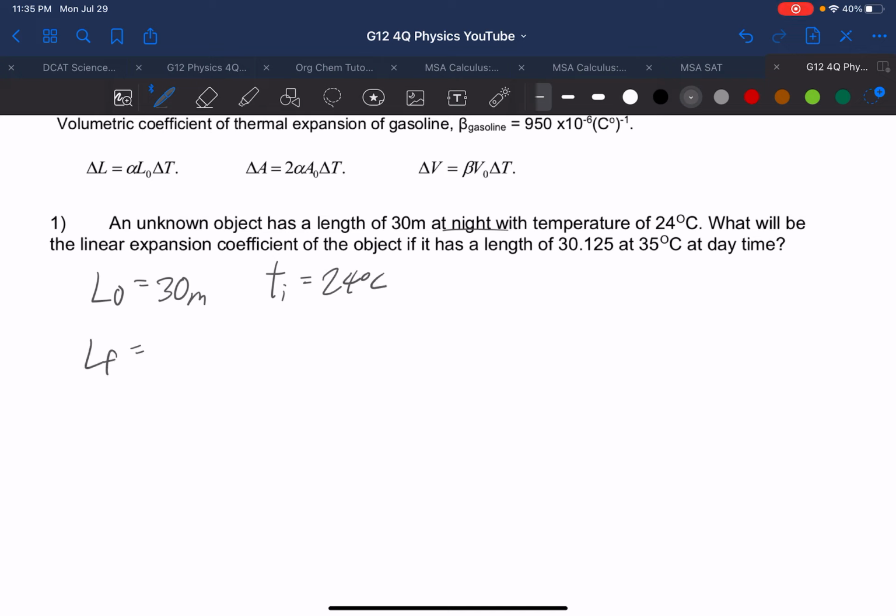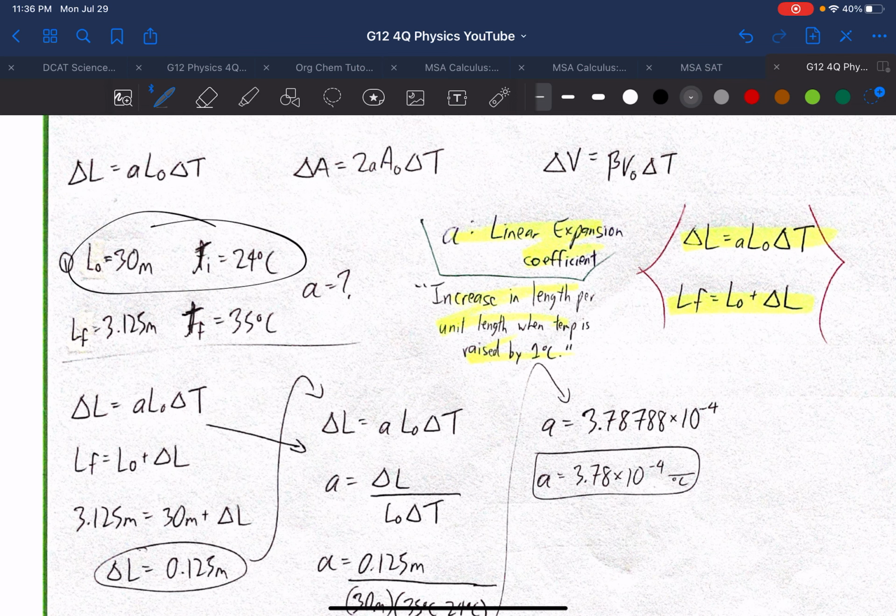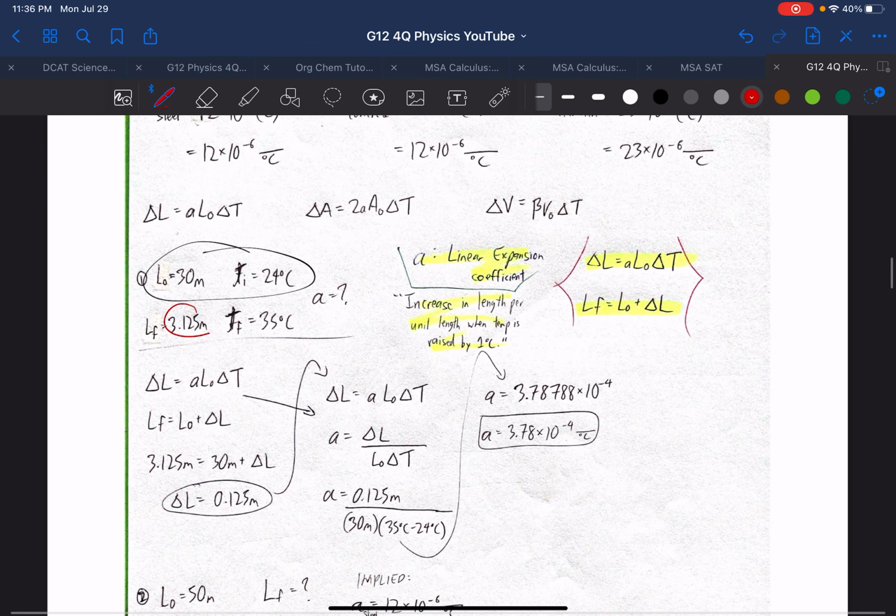I knew it. It was supposed to be 30.125, not 3.125. Well, I think it's time to make things right. TF is 35 degrees Celsius. We're looking for the linear expansion, that is the alpha.